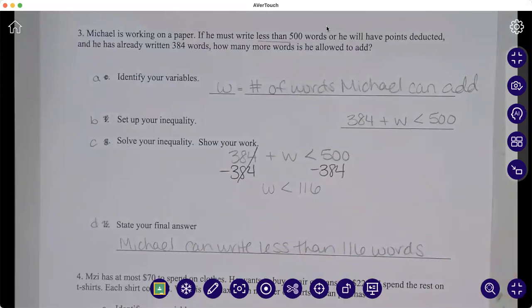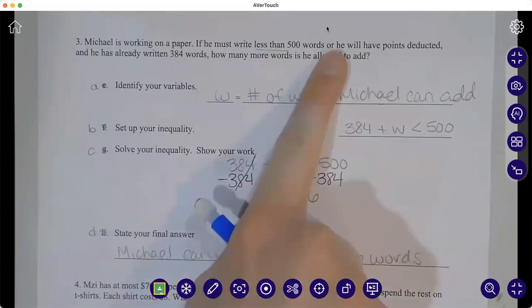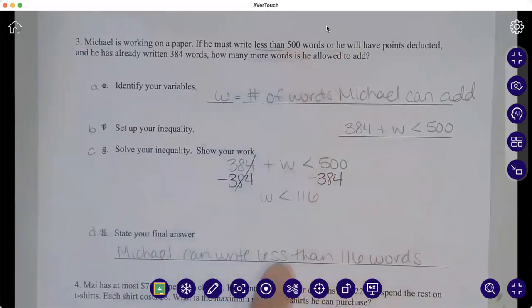And similar to what I said earlier, we would not want to change this answer and say Michael could write at most 115 words. You always want to use the number that you have solved in the problem. And using phrases from the problem itself is helpful as well. So less than is written here. So using less than here also helps.